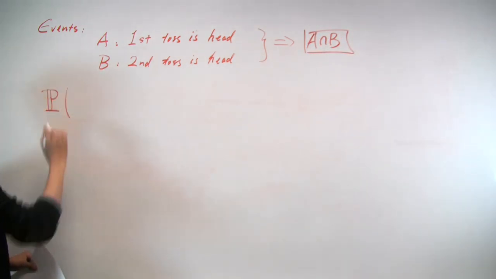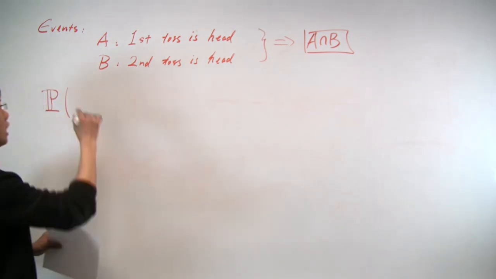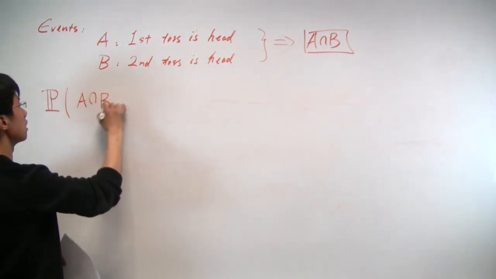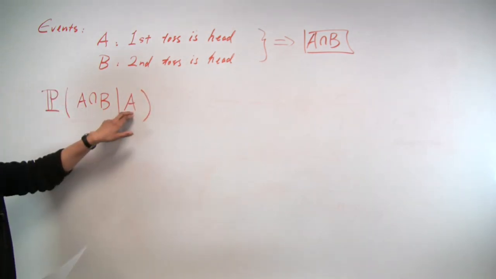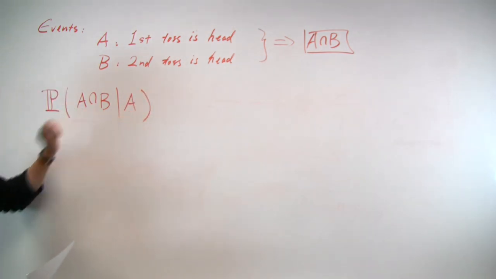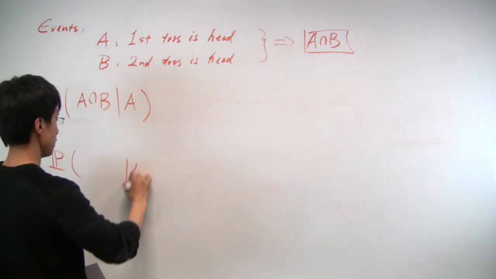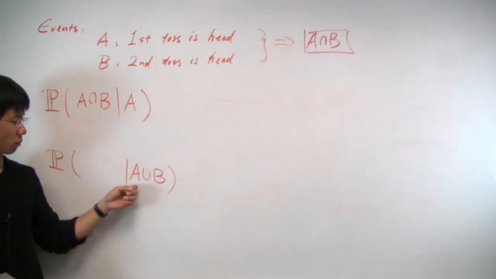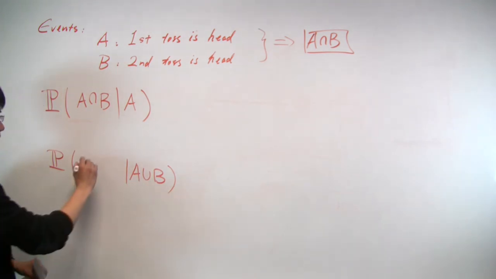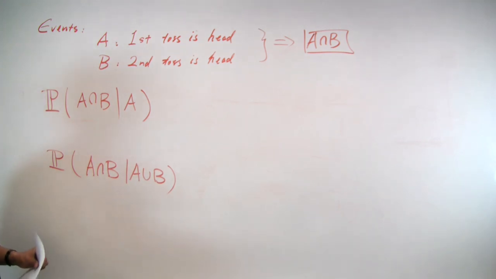In particular, the probability of A and B will be calculated under two types of information. In the first case, we're conditioning on the fact that we know the first coin toss is a head. We'd like to know what the probability of A and B is. In the second case, we know that at least one of the two coin tosses is a head, expressed in the form A union B. Under this conditioning, what is the probability of A intersection B?